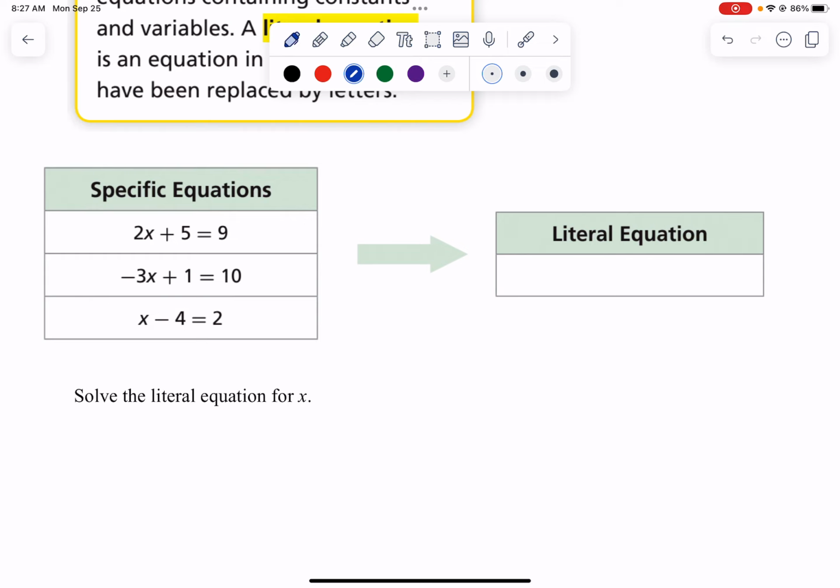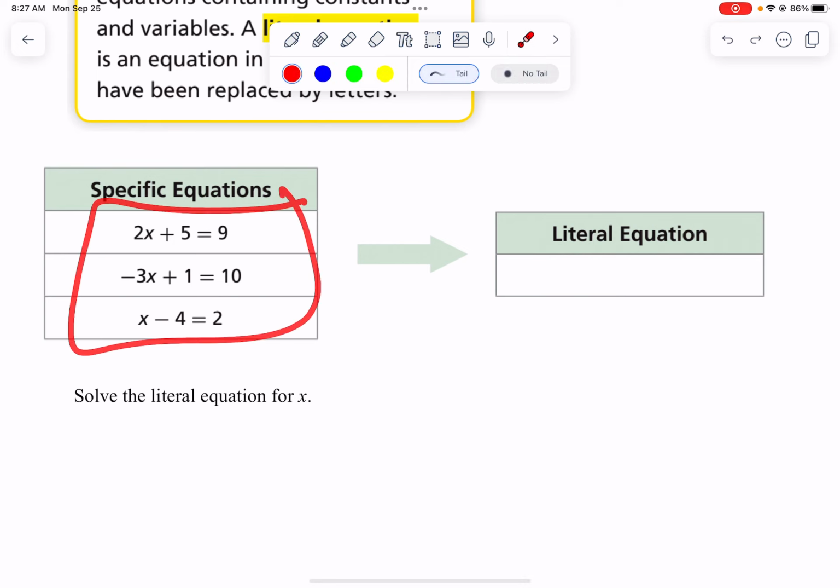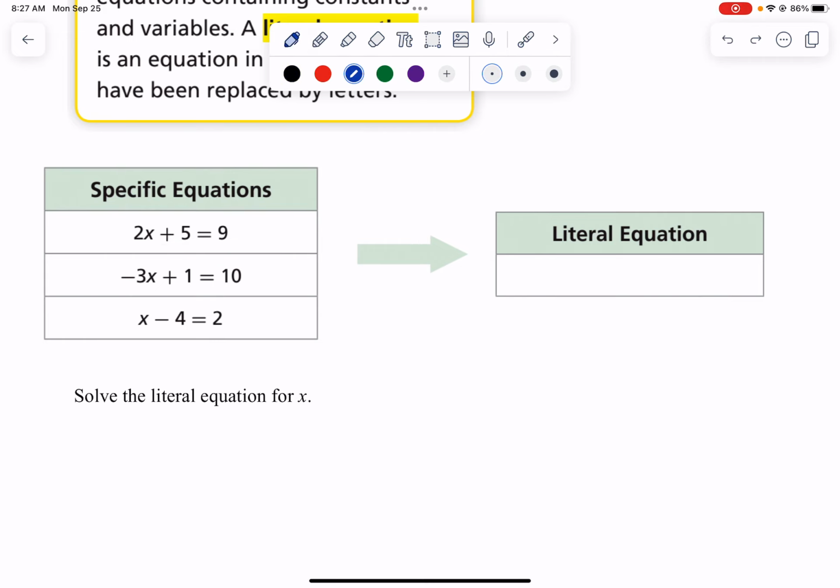If you notice in each of these, I have the same pattern going on. It's some number times x plus some number equals a number. Okay, in all of them. Even this last one, if I think of it as 1 times x plus a negative 4. So basically I have 1 times x plus a negative 4 equals 2. Okay, so in all of these I have some number.